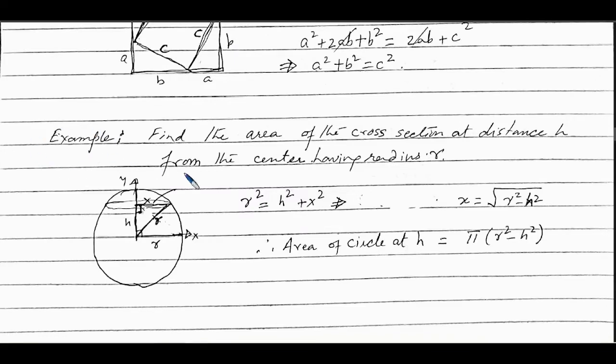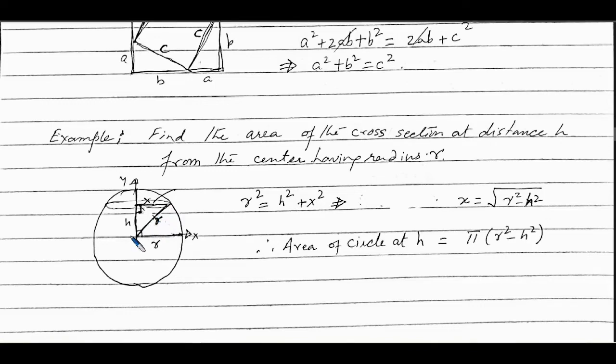This is an example. Find the area of a cross section at a distance h from the center, having radius r. So this is the radius r of the sphere, and this is the distance h from the center. It is asking what is the cross sectional area of this cut. If I cut it, what is the cross section area? This is an example of how the Pythagoras theorem is used. So this is what I am showing here.